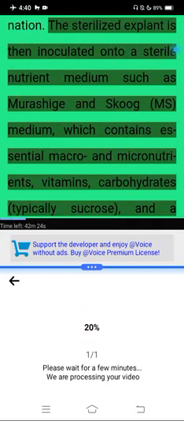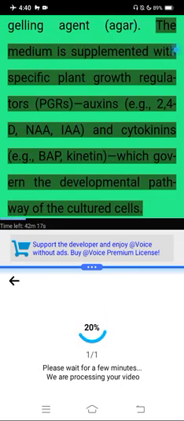The sterilized explant is then inoculated onto a sterile nutrient medium such as Murashige and Skoog (MS) medium, which contains essential macro and micronutrients, vitamins, carbohydrates, typically sucrose, and a gelling agent, agar. The medium is supplemented with specific plant growth regulators, PGRs: auxins, e.g., 2,4-D, NAA, IAA, and cytokinins, e.g., BAP, kinetin, which govern the developmental pathway of the cultured cells.